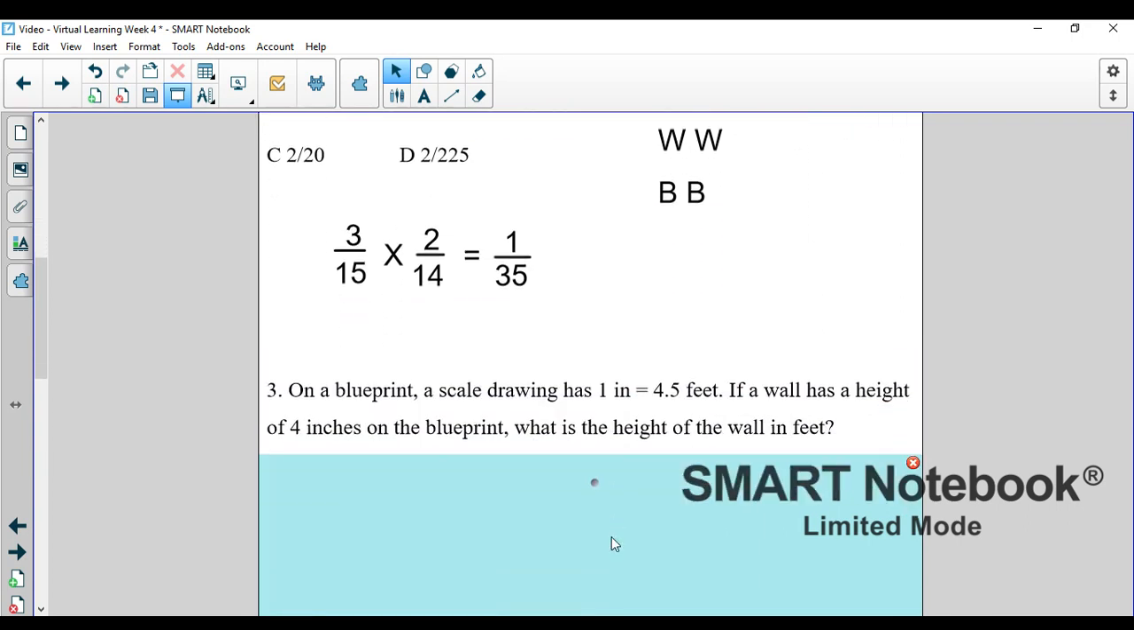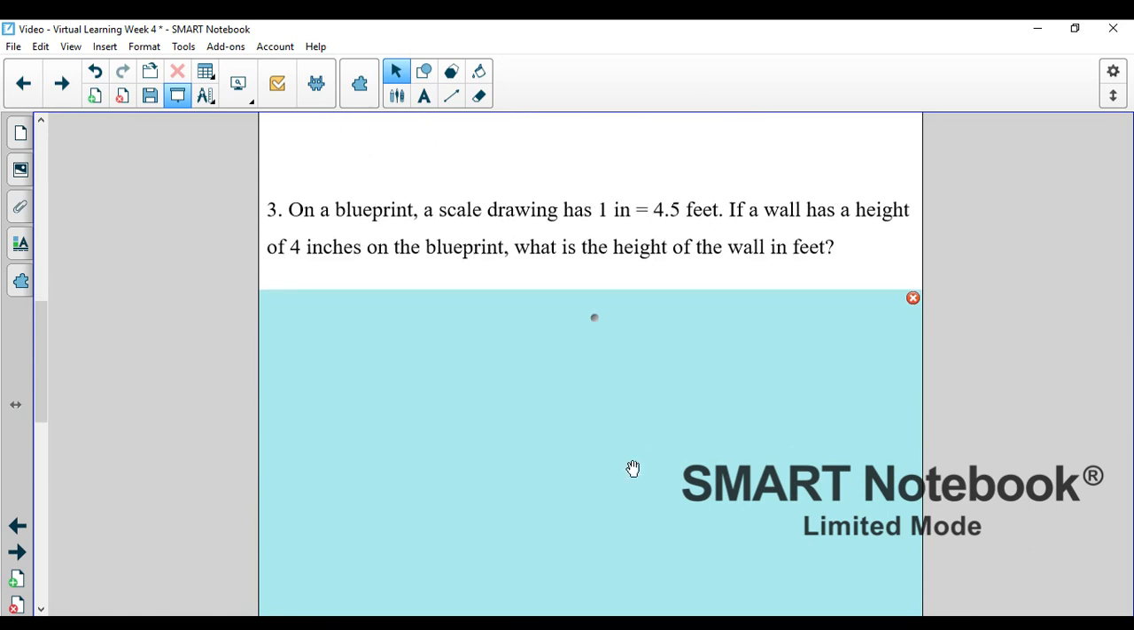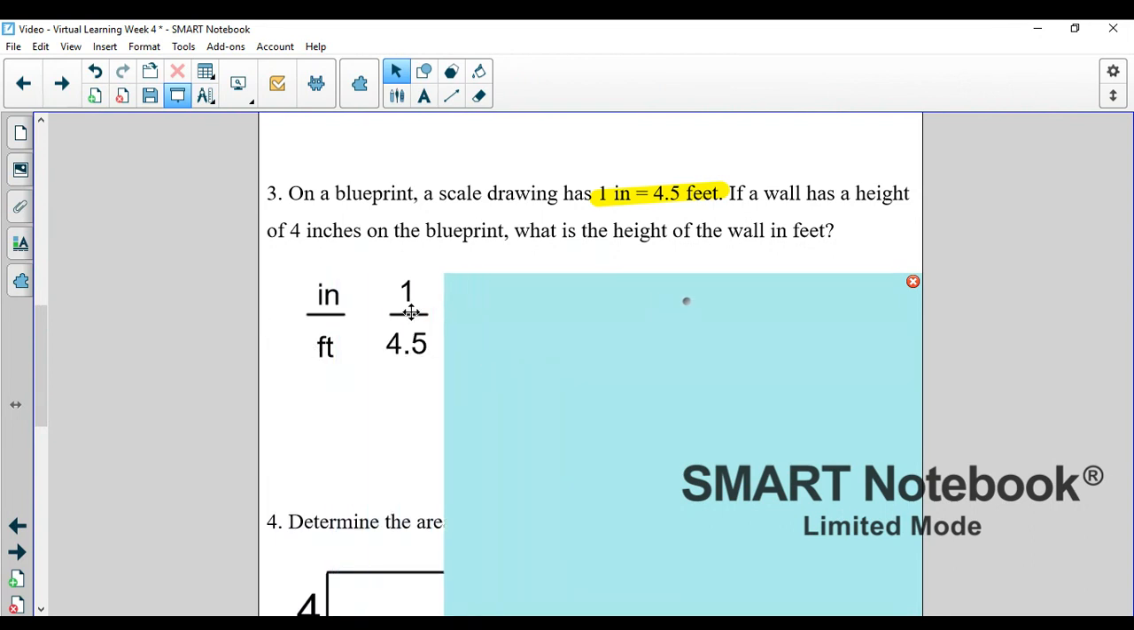Number 3, a scale factor ticket problem. On a blueprint, the scale drawing has 1 inch represents 4.5 feet. If the wall's height is 4 inches on the blueprint, what is the height of the wall in feet? Well, the first thing I noticed is that they gave me a scale and my units, which I can use to set up a ticket. So I know that inches are representing feet. I know that 1 inch represents 4.5 feet. And then in this problem, all I have to do was figure out, well, where can I put this 4 inches? Well, I think back to my ticket.